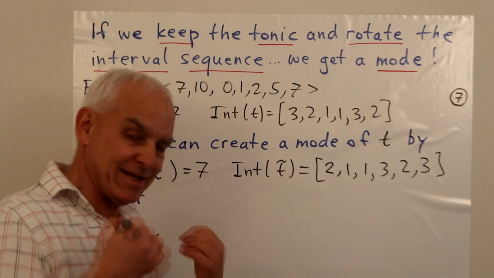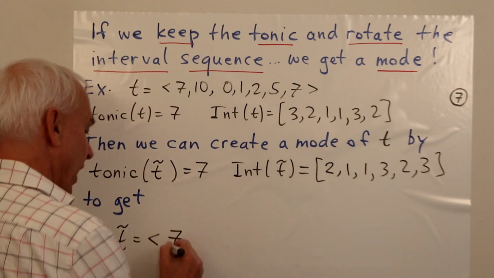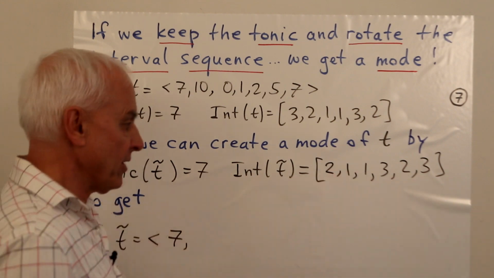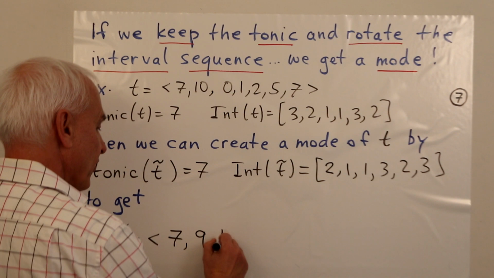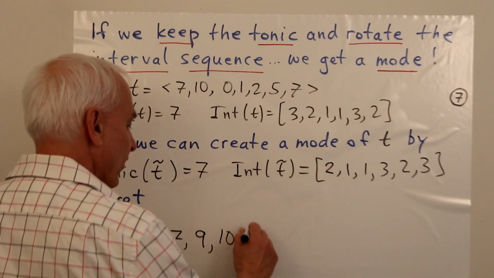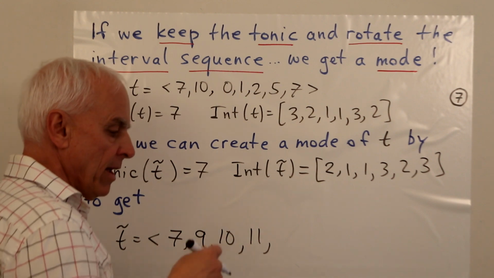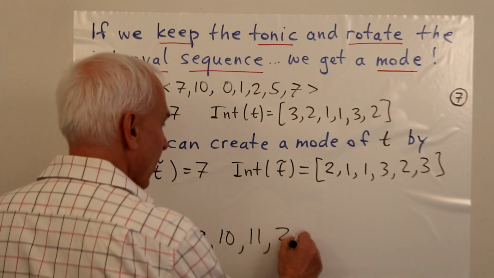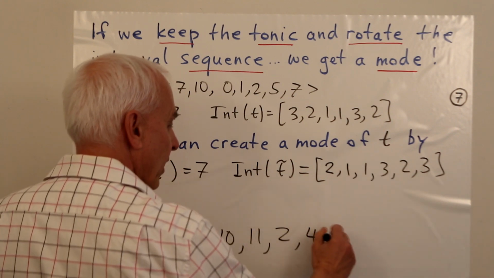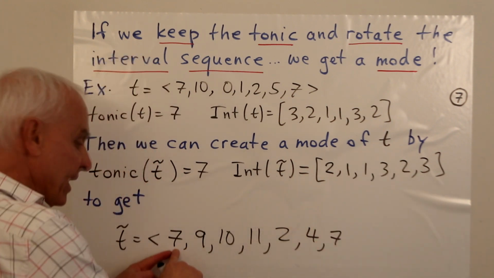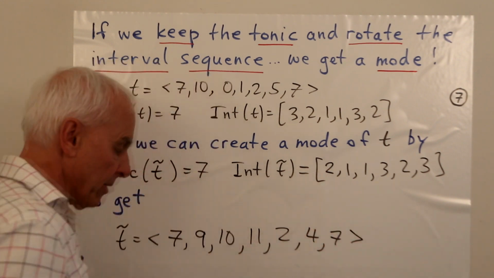Okay, so let's write down the scale for T tilde. It starts at 7, and here are the various differences. So 7 plus 2 is 9. Then we add 1, that's 10. Then we add 1, that's 11. Then we add 3. We've done that before, right? 11 plus 3 is 2, we said. Then we add 2, that's 4. And then we add 3, and that's 7. We just check: is that the same as what we started at the beginning? Yes, that's good. So we've probably done it correctly.